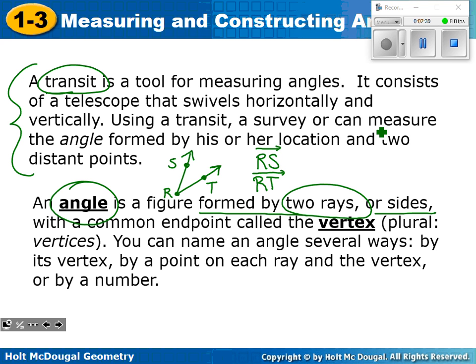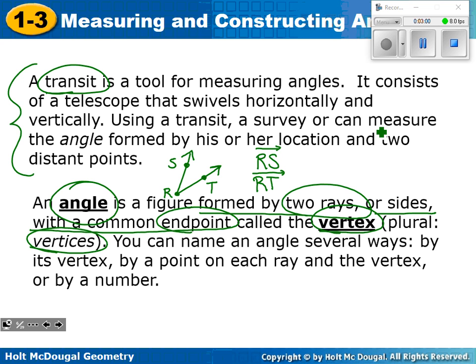Okay. So when you have an angle, it is formed by two rays. Those are the sides, and it has a common endpoint. That common endpoint is called your vertex. So what is the vertex for my picture? R. Okay, vertex R. You don't say vertexes. The plural form is vertices, so make sure you say that correctly.